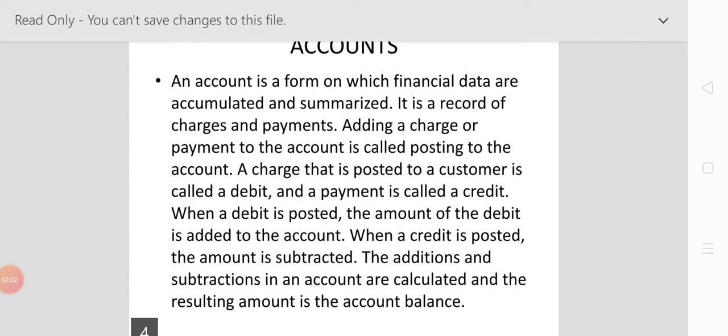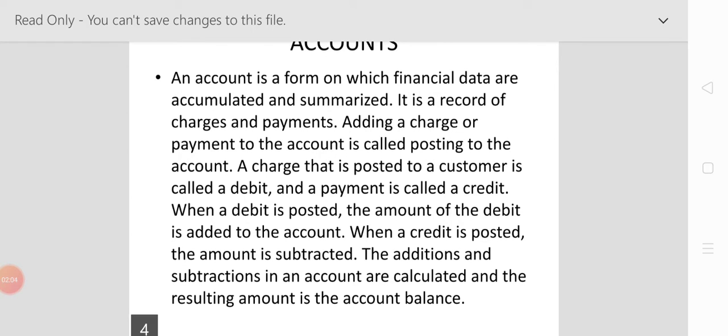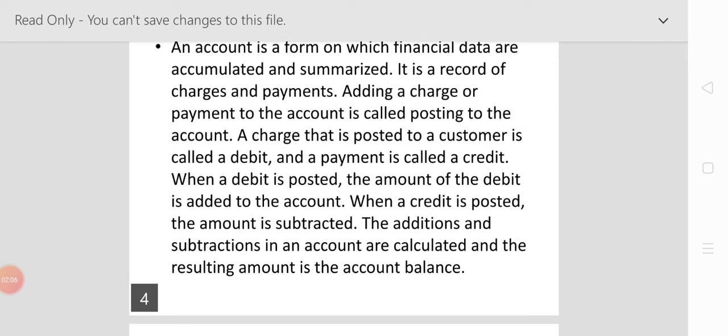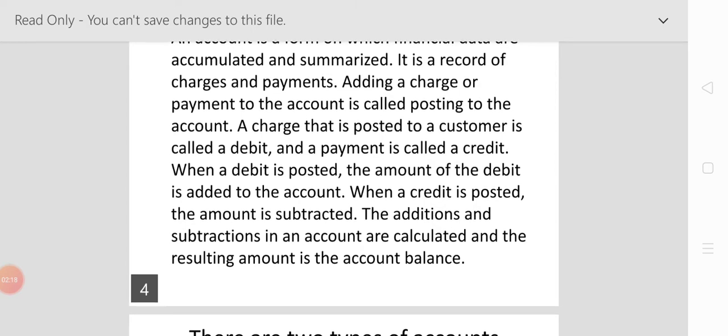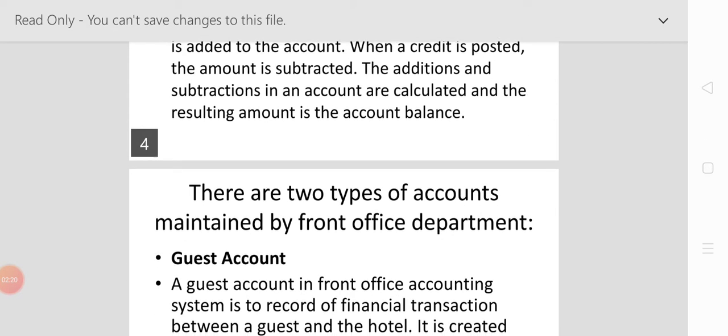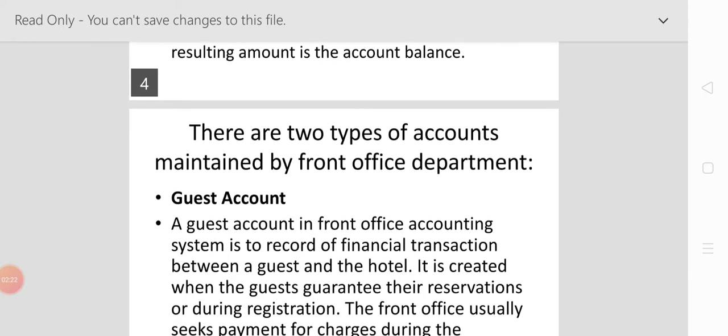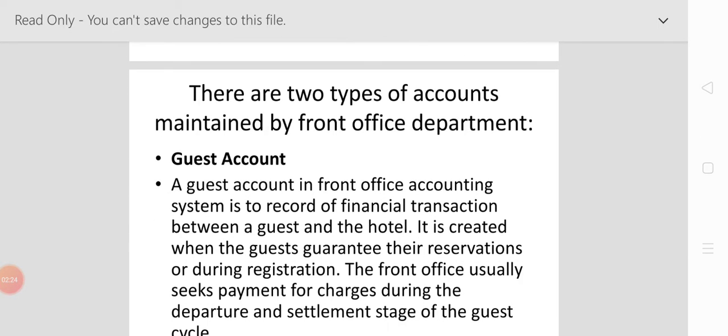When a debit is posted, the amount of the debit is added to the account. When a credit is posted, the amount is subtracted. The additions and the subtractions in an account are calculated and the result amount is the balance amount. There are two types of accounts maintained by the front office department, that is guest account.